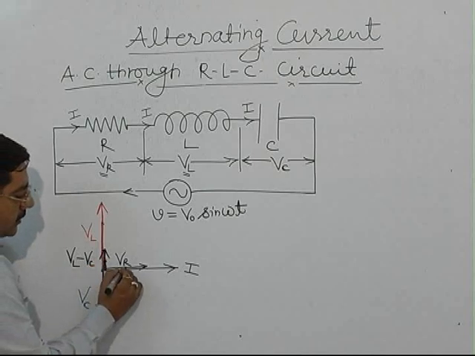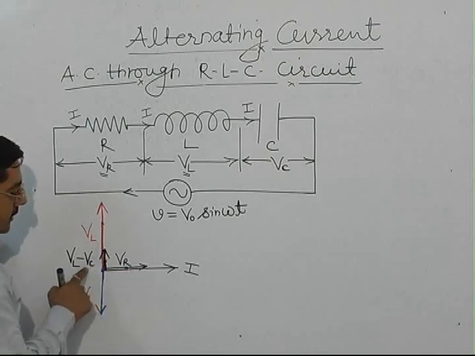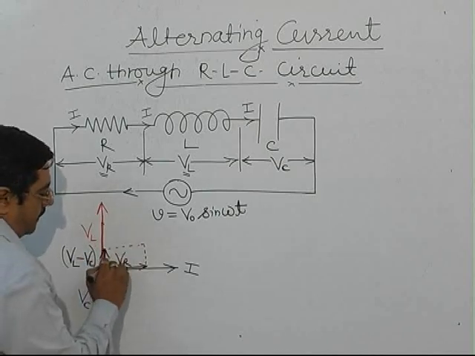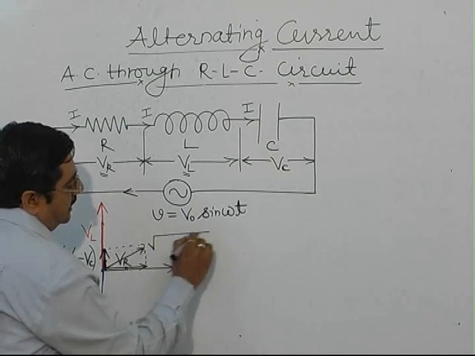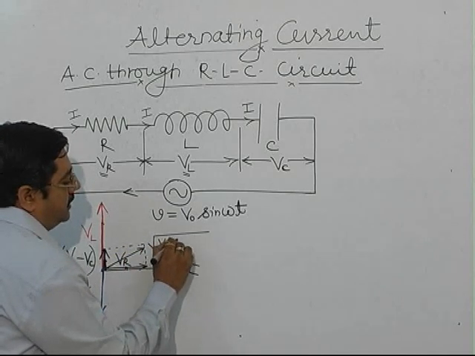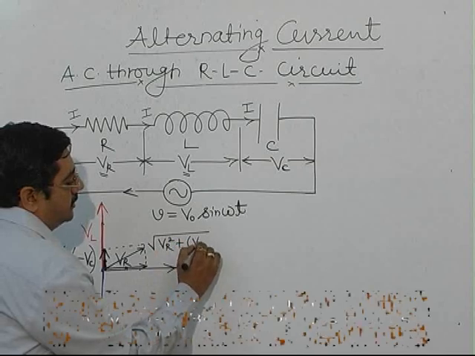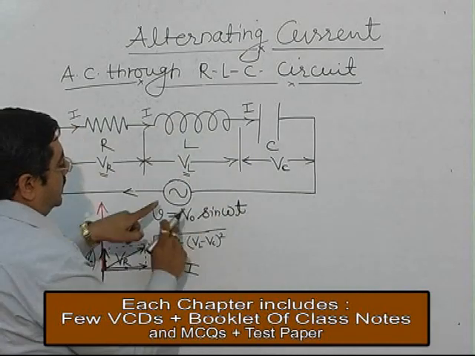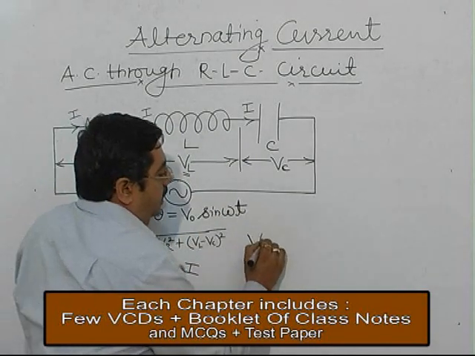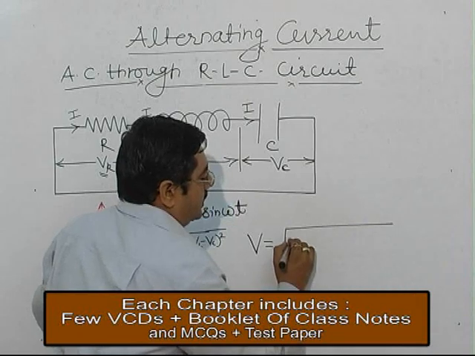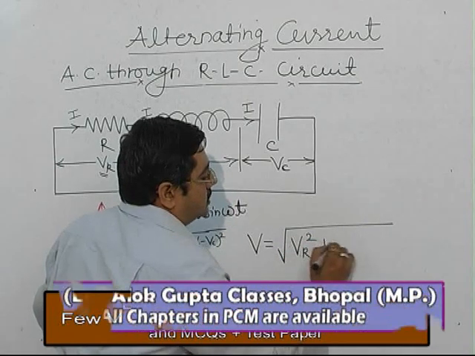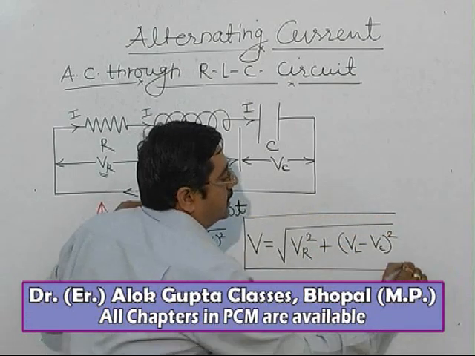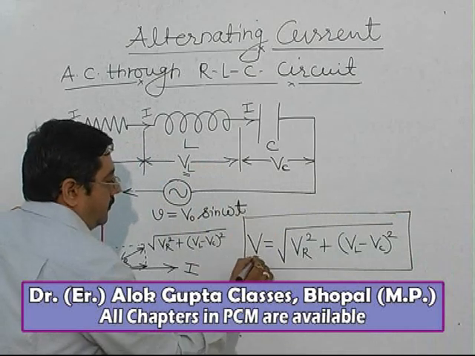Now perpendicular vectors are there, VR and VL minus VC. If you sum total it, this is the resultant. What is it? It is the square root of VR square plus VL minus VC square. So the total resultant RMS value of the voltage you can find out, that is equal to the square root of VR square plus VL minus VC square.